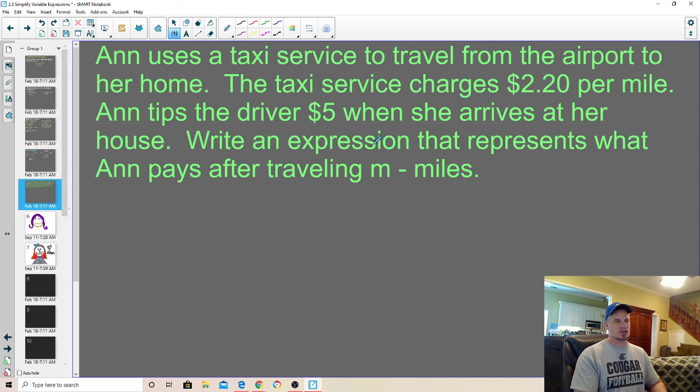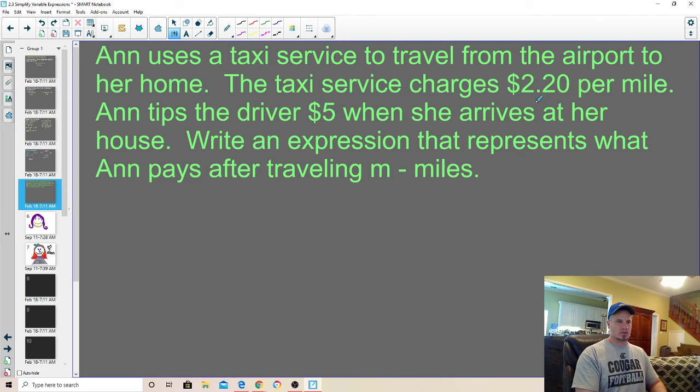Okay, one more slide. Anne uses a taxi service to travel from the airport to her home. The taxi service charges $2.20 per mile and tips the driver $5 when she arrives at her house. Write an expression that represents what Anne pays after traveling m miles. Now, this isn't going to be really adding like terms. We're just practicing writing expressions here.